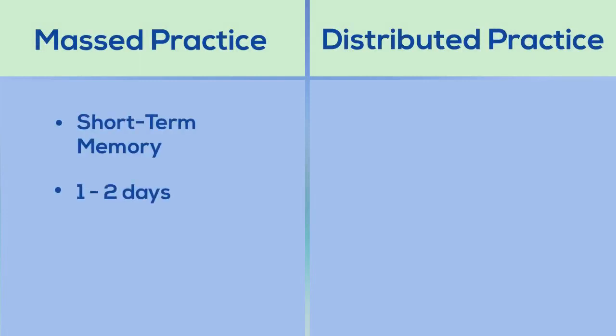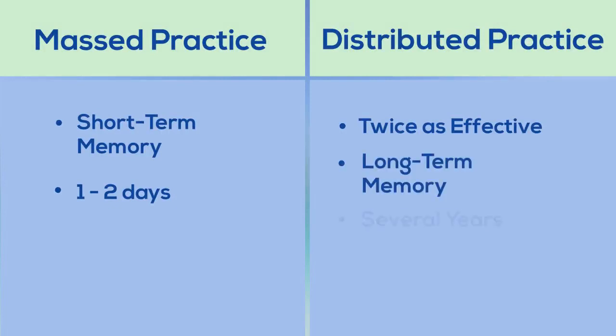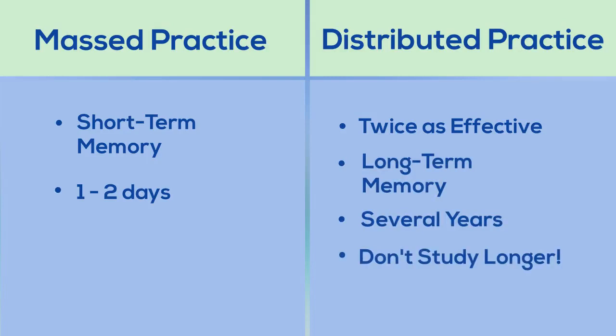Research comparing distributed practice and massed practice has shown that massed practice is more effective for short-term memory. However, distributed practice is twice as effective as massed practice for long-term memory, sometimes up to several years. And keep in mind, you don't have to study any longer when using distributed practice to get the additional bonus of remembering things longer. To further illustrate what distributed practice looks like, take a look at the figure below.